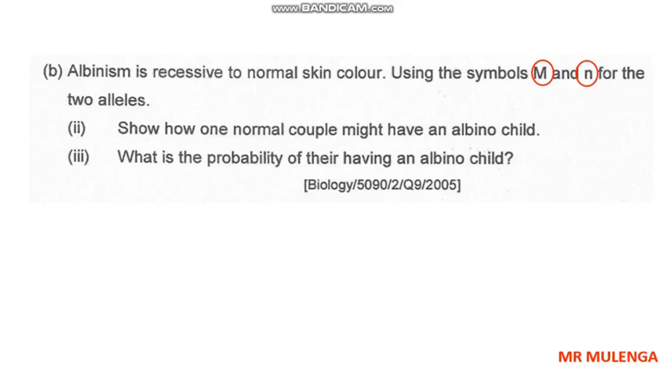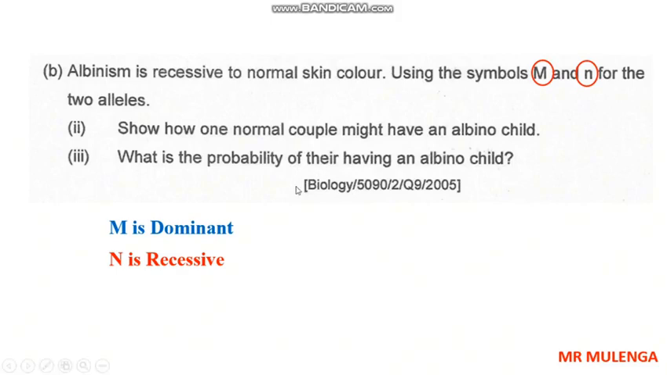It's a recessive disorder, meaning that a person has to receive two recessive alleles, one from each parent, in order to have albinism. Now, since we are having these two alleles, capital letter M and small letter N, the capital letter M is dominant. So M is dominant and the small letter N is recessive. So in order for us to answer question B1, show how one normal couple might have an albino child. This couple was normal, meaning that the male was heterozygous and the female was also heterozygous. They were both carriers but normal.